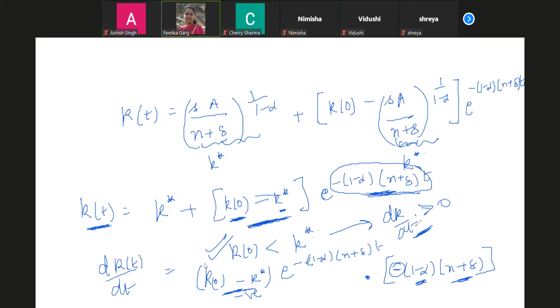And vice versa, of course. If you start off at a point to the right of K star, then this term in the bracket will be positive, but you have a negative term here. So dk by dt will be negative when K naught is greater than K star. Everybody agrees? Any problem here?